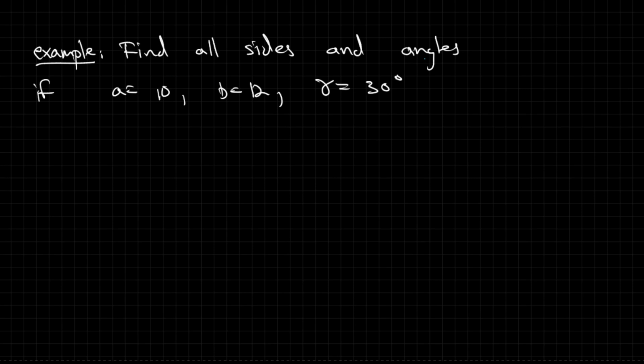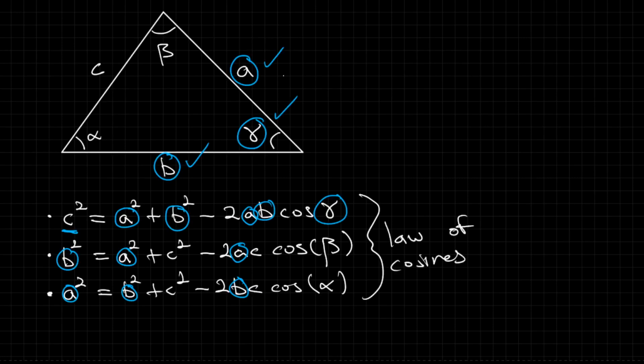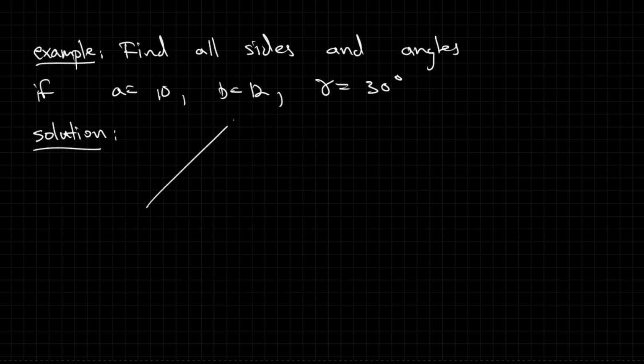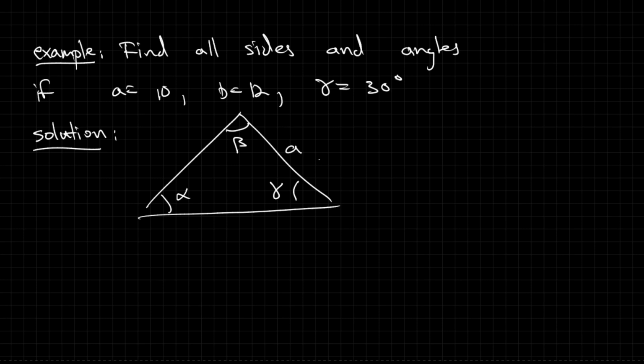Let's find all sides and angles if A is 10, B is 12, and gamma is 30. Finding all sides and angles of a triangle is also known as solving the triangle. So let's solve this triangle. Although it can be repetitive from the previous slide, every time I do one of these, I like to draw my triangle and label the angles. Then label the sides with A opposite to alpha, C opposite to gamma, and B opposite to beta.